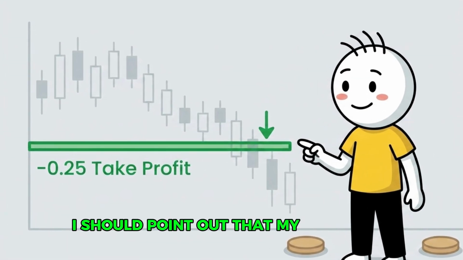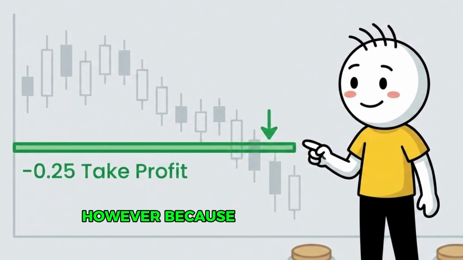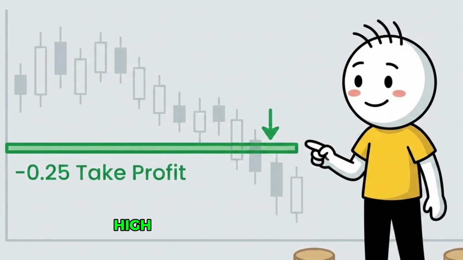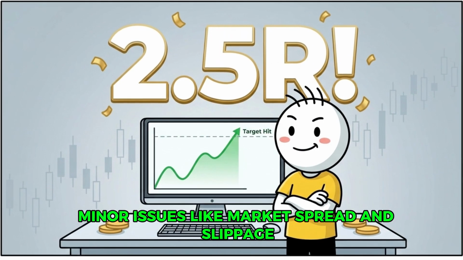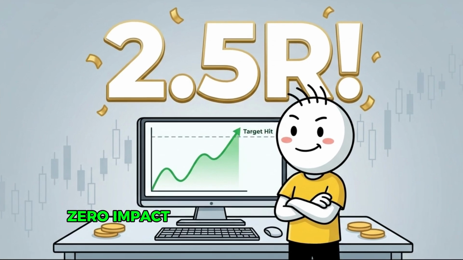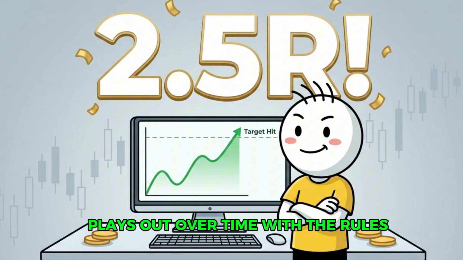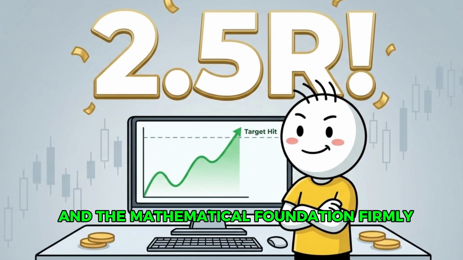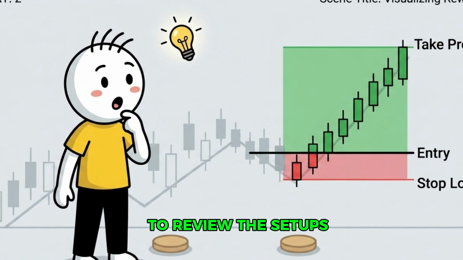I should point out that my stop losses are incredibly tight with this method. However, because I am aggressively targeting such high risk to reward payouts, minor issues like market spread and slippage have virtually zero impact on how the overall profit factor plays out over time. With the rules and the mathematical foundation firmly established, I can step onto the historical chart to review the setups.